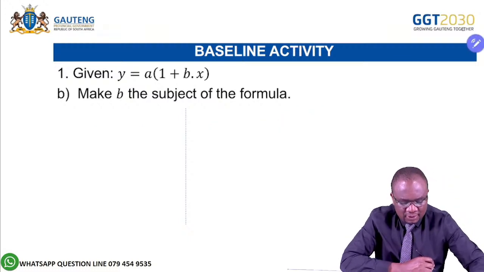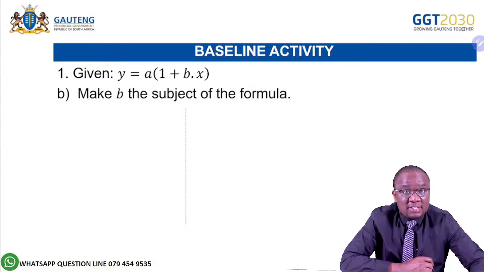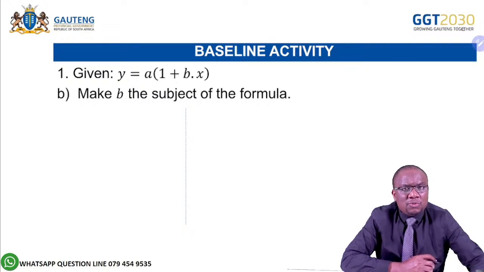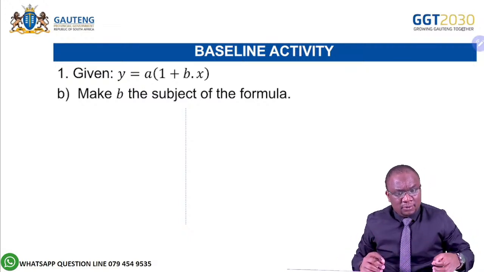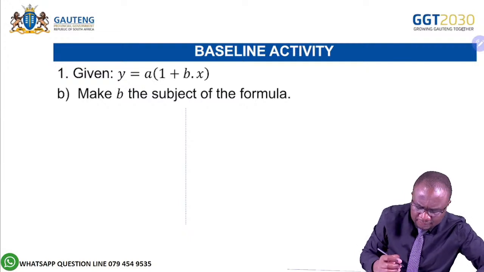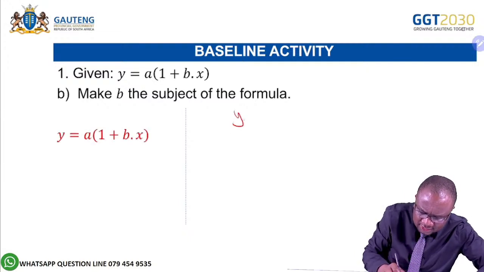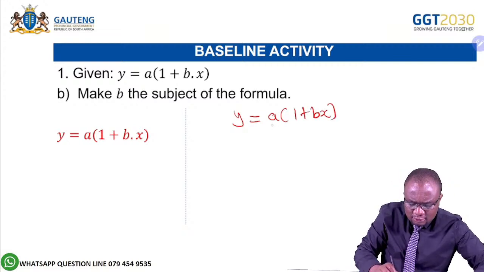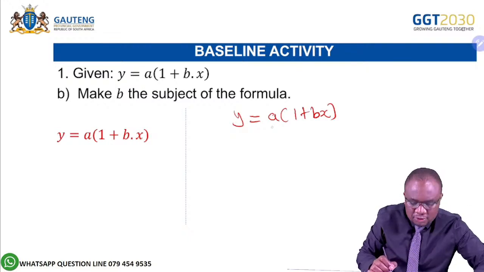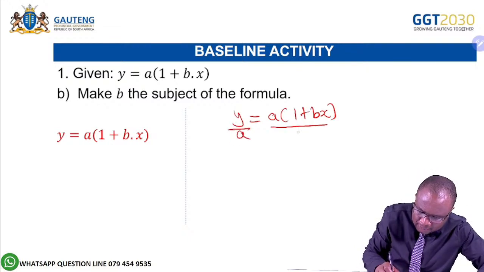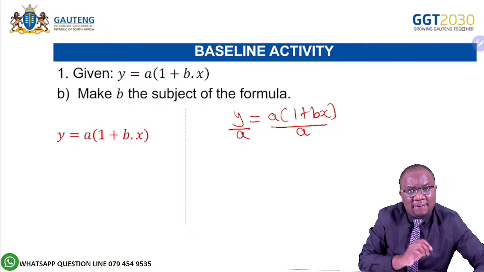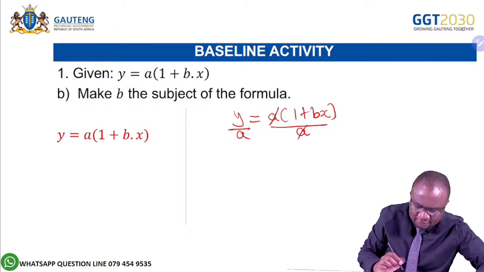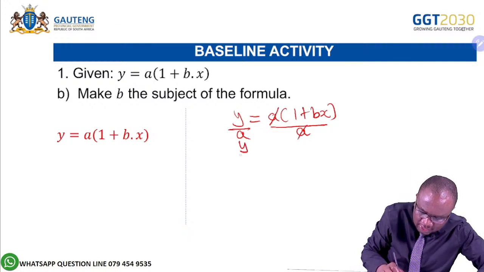Let's go to B. Make B the subject. What are we going to do? We have to remove everything that is attached to B. So we have A and then 1 plus B times X. Let's get rid of this A here. So we divide by it on both sides of the equation. Divide by A, divide by A. What you do on the left, you do on the right. So A divided by A is 1, and we remain with y over A is equal to 1 plus bx.